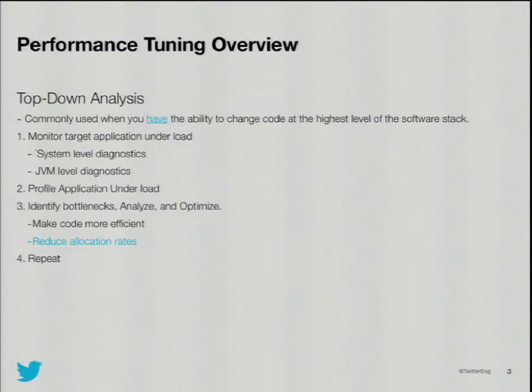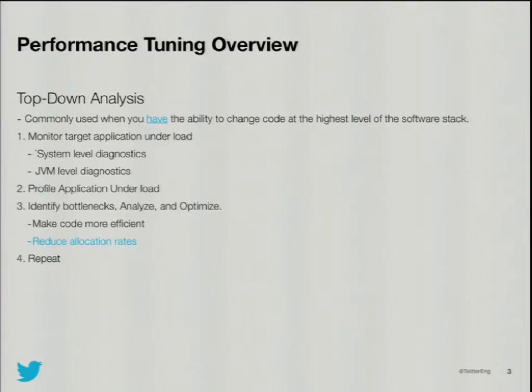Now I do. Okay, so the first section is just a general overview of what is performance tuning and what is performance analysis. What are the steps to take? I'm going to start off with a top-down analysis approach. Now, top-down performance analysis is actually the first thing you should consider when you have control of the highest level of the stack, when you can change the code at the highest level of the stack. You should take a top-down analysis approach first.